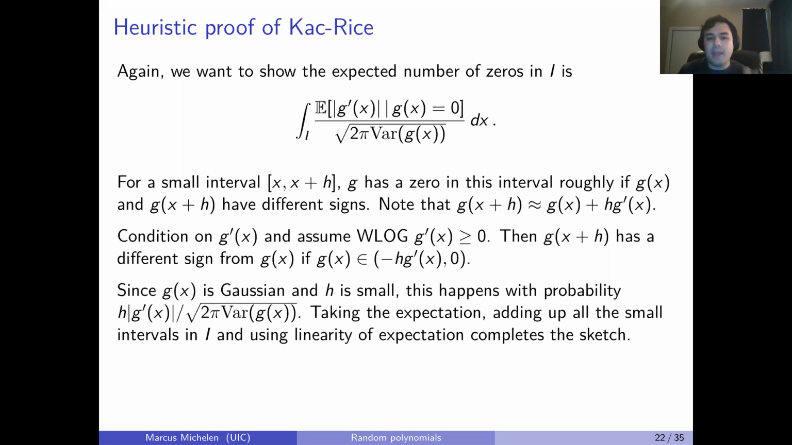So this is roughly h times the absolute value of the derivative times the density at 0, which is just 1 over root 2 pi variance. So now I take expectation here, add these up over all my small intervals, take the width of the interval to 0, and I go from a sum to an integral. And then you're off to the races, and this is what you get. So you get this type of an expression by counting sign changes on very small intervals.